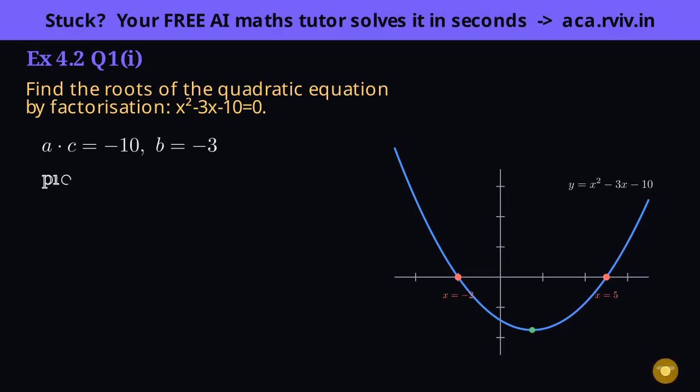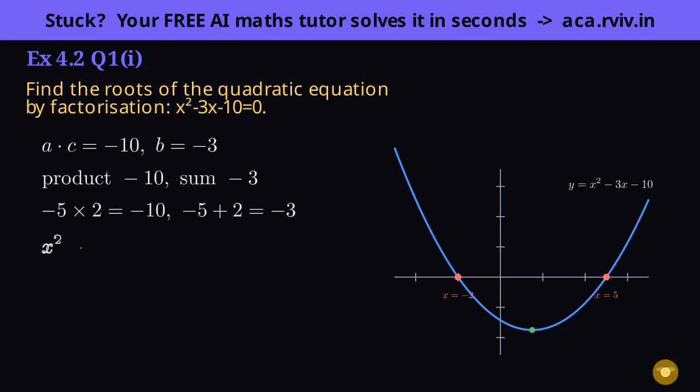So we want two numbers multiplying to minus 10 and adding to minus 3. The negative product tells us the signs are opposite. Minus 5 and plus 2 do it: minus 5 times 2 is minus 10, and minus 5 plus 2 is minus 3. Both conditions met. Rewrite the middle term minus 3x as minus 5x plus 2x. It's the same thing, just unfolded for grouping.